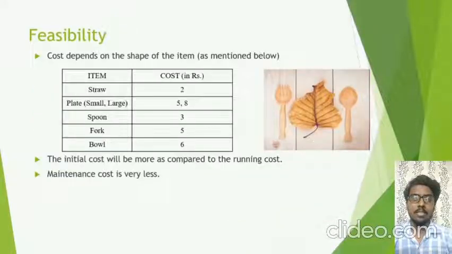The cost per item is as mentioned, and the initial cost will be more because the initial purchase will include a grinder and food cover tins. Running cost includes electricity and parking cost. Maintenance cost only comes into the frame if the grinder does not function.